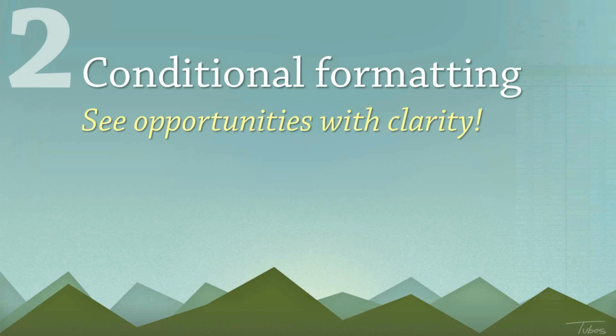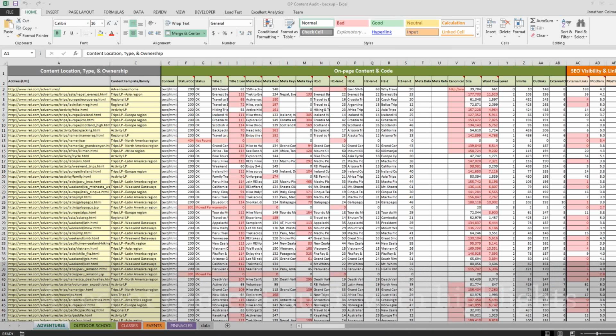So here I'm going to show you a recent content audit that I did for rei.com. Again, this is the one that had 3,600 pages, all broken down into sections, tons of live data, tons of metrics, all sorts of things going on.